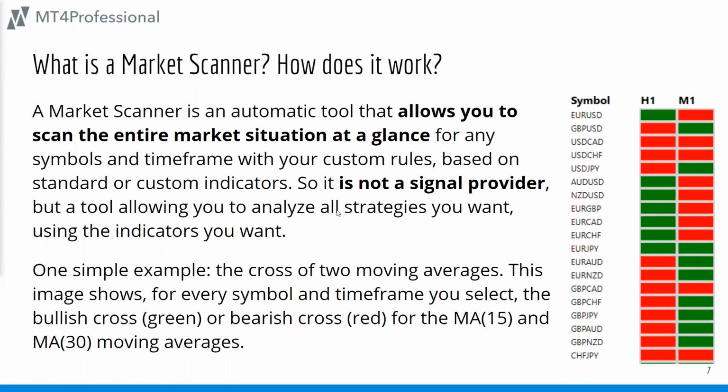So for example, one of the simplest strategies is a cross of simple moving averages. If I were to look at two moving averages, a 15 period and a 30 period moving average cross, then you know that the fast moving average crossing above the slow is a bullish cross, and the fast moving average moving below the slow moving average is a bearish cross. I like to signify the bullish cross as a green indication and a bearish cross as a red indication.